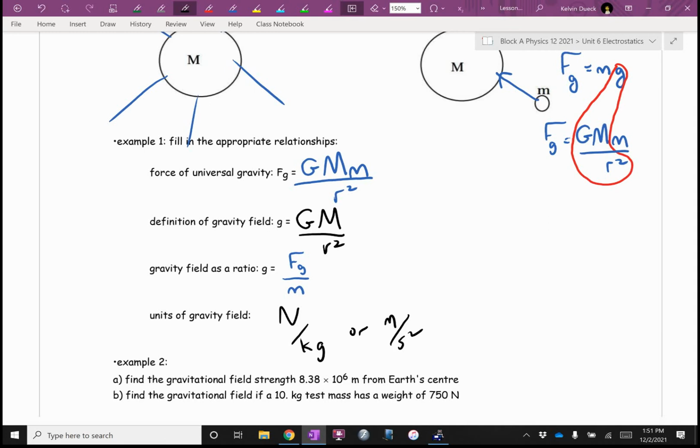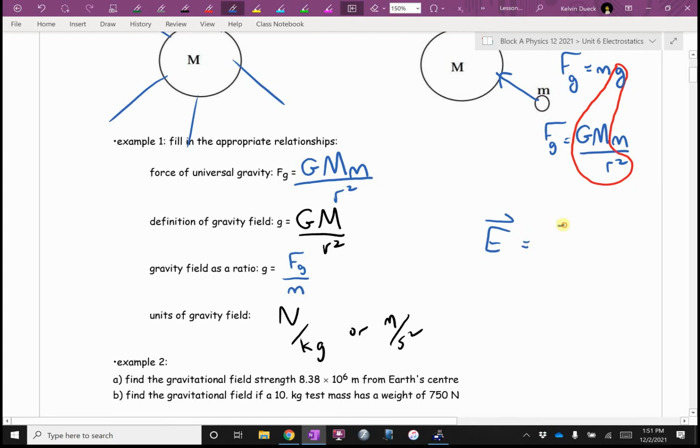Are you ready for your spoiler alert? Don't write this next bit down. We're going to write it in the notes on the next page. But for what it's worth, electric field, I can find it in two ways. We're going to use a capital E for electric field. Lowercase e is an electron, and it's also a number. Those of you who have taken pre-calc 12, so that's electric field.